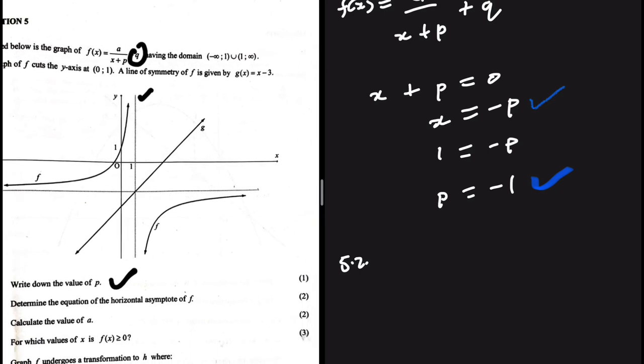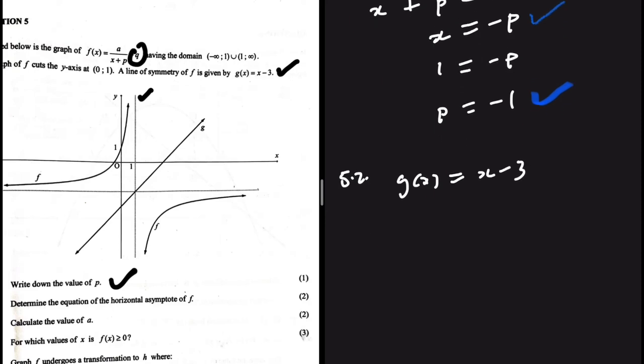Well, we are going to use the equation of the line of symmetry. We know that g of x is equal to x minus 3. And our asymptotes p and q, not p but minus p, minus p and q, we know fully well that they meet right here at that point. They meet on the line of symmetry.